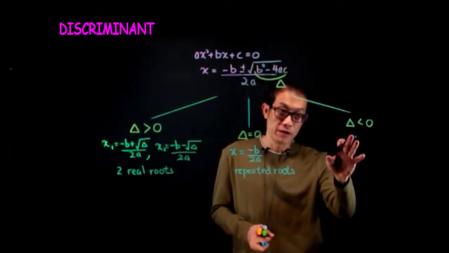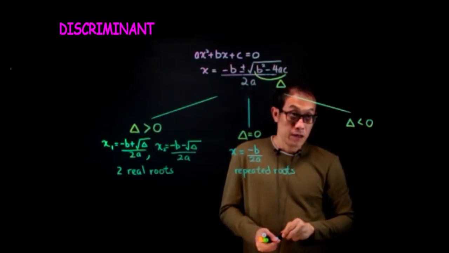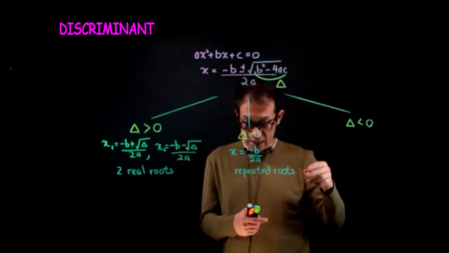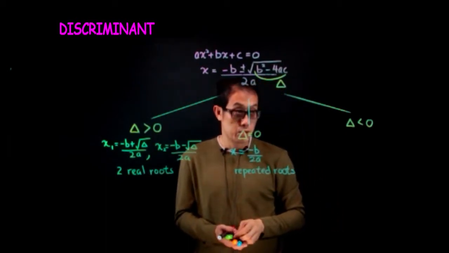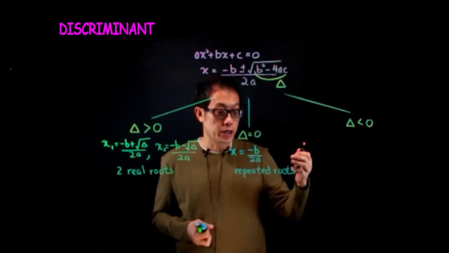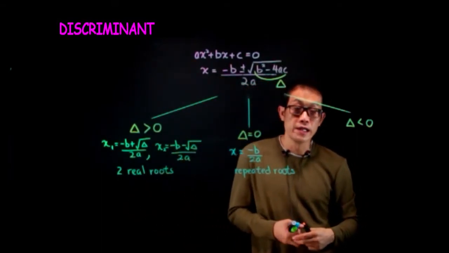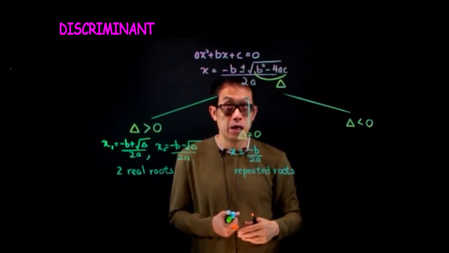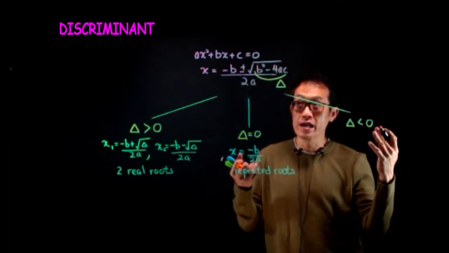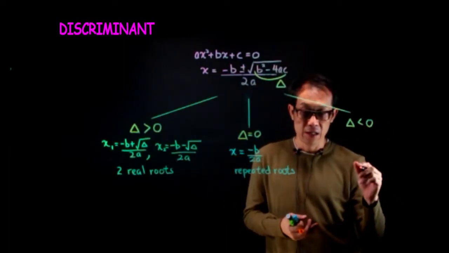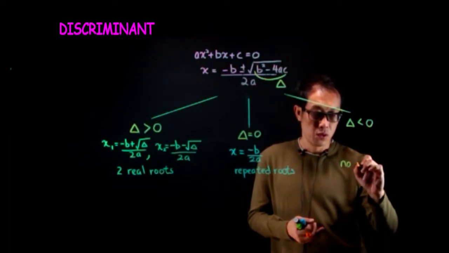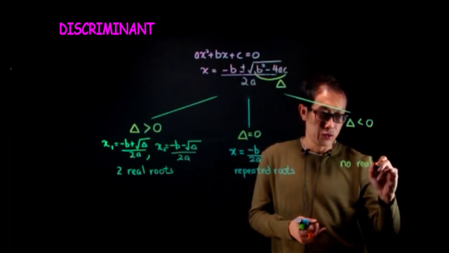Now what happens if your b squared minus 4ac is less than 0? If it is less than 0, it means you cannot take the square root, because you cannot square root a negative number. So in this case you don't have any real values of x, so you have no real roots.